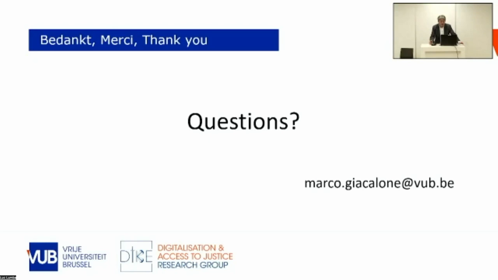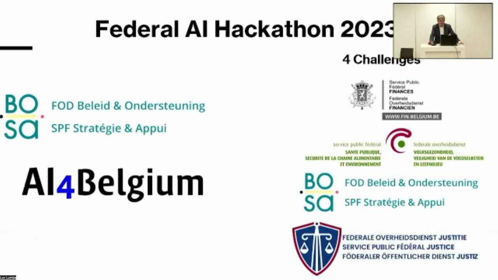I just would like to introduce briefly the last slides of the session before the discussion that we may have together, to introduce the Federal AI Hackathon of 2023, especially the justice challenge. So this hackathon will take place in October and is organized by BOSA and AI for Belgium. You will have four challenges, and one of these challenges concerns justice. The others concern finance, health, and the SPF Strategy and Support as such.